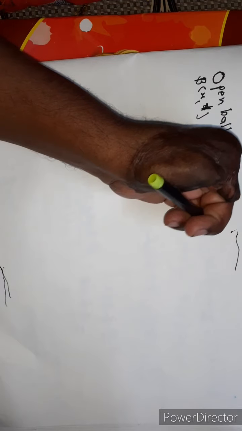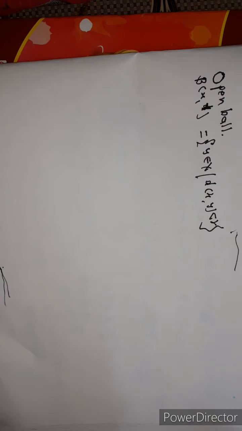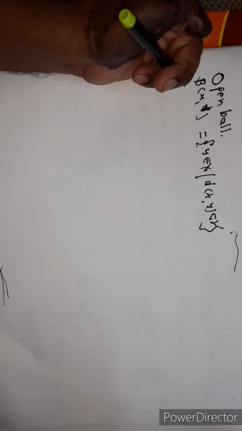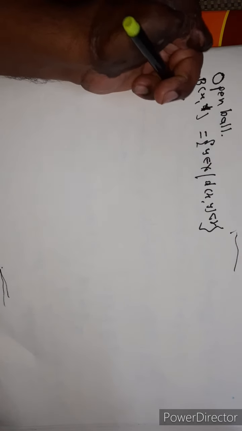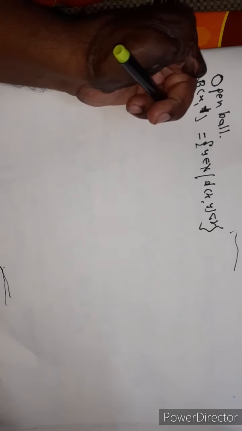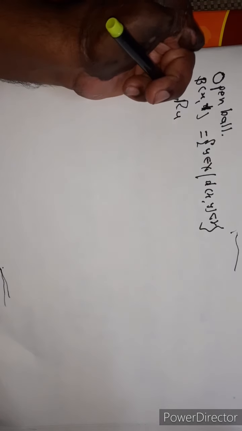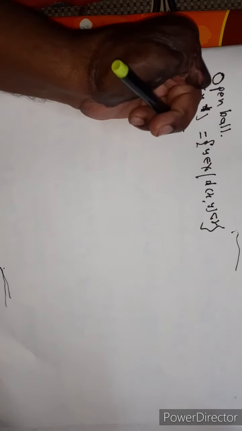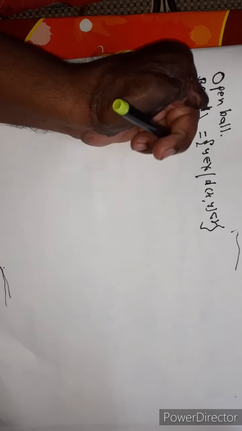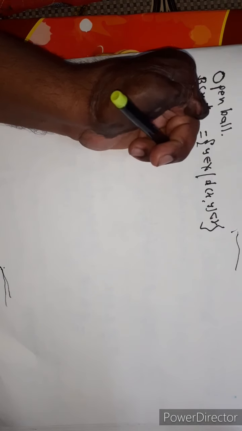Means here in metric space open ball is a subset of X and it is the set of all y belong to X such that distance between x and y is less than r. Example in (R, u). What is (R, u)? (R, u) is the set of real numbers with the absolute value metric.